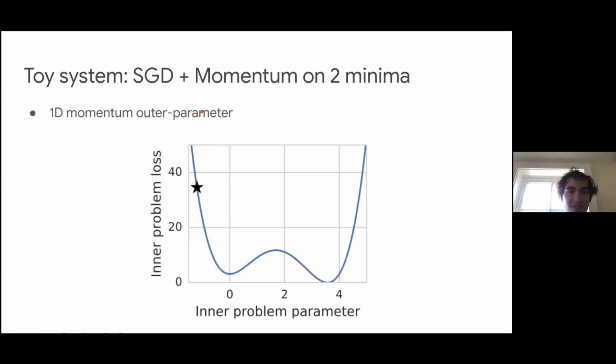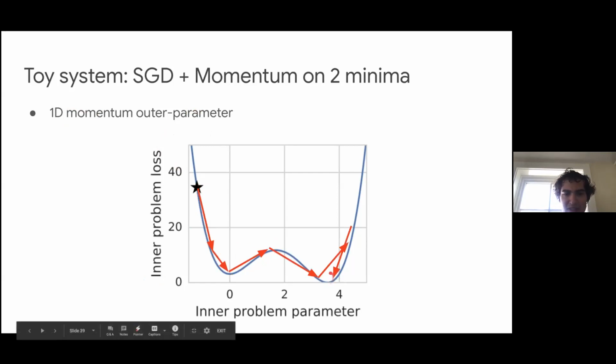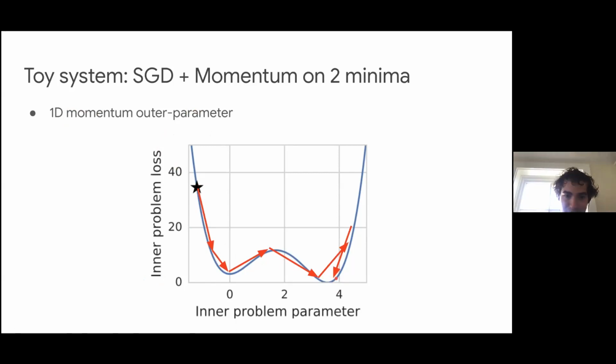And in this case, there's only a 1-dimensional outer parameter, which is momentum. If I set a value of momentum too low, I'll end up here. I'll sort of go down and end up settling here. If I have a higher momentum, I'll make it over this peak and then end up in the second of the 2 minima. Great, this is all hopefully fairly intuitive.